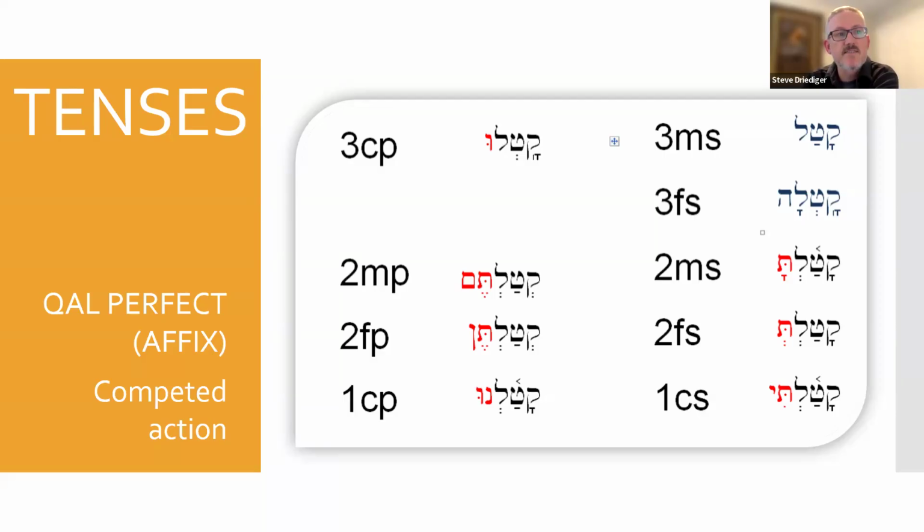Second masculine singular, katalta. So we have the accent over the tet, katalta. And shva is silent because it follows a short vowel. Second feminine singular, katalt. So the two shvas at the end of the word seem awkward. We have two shvas together, so the second one must be vocal, katalt. And first common singular, katalti.